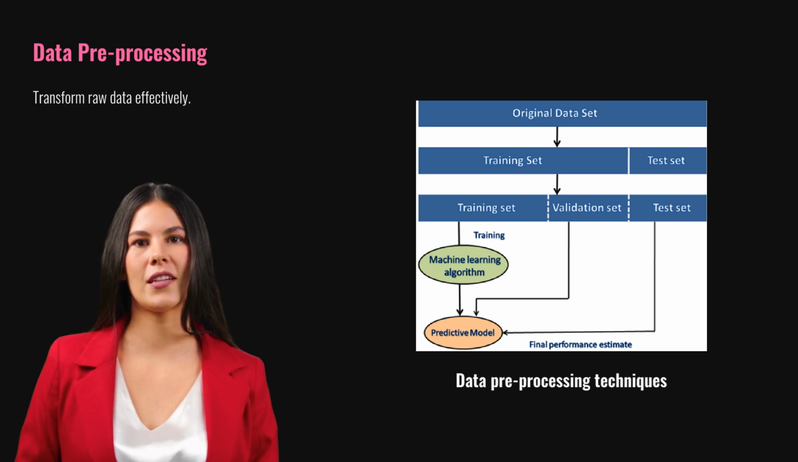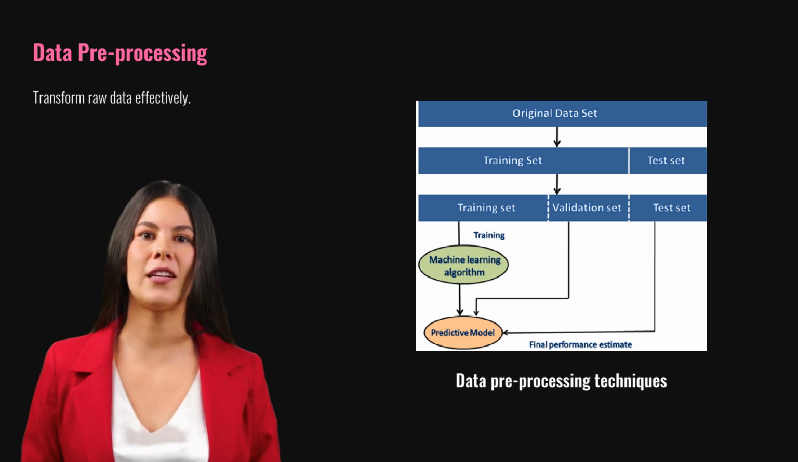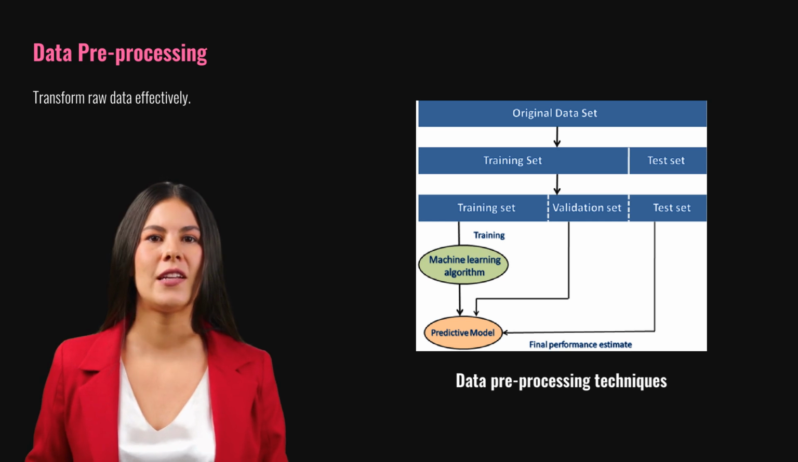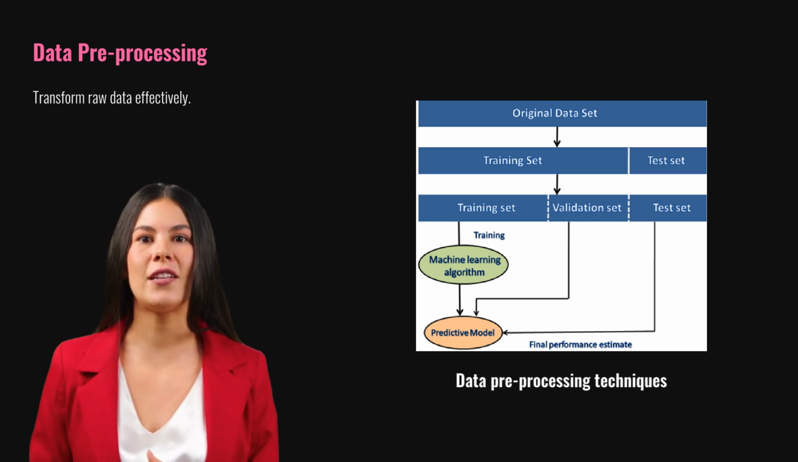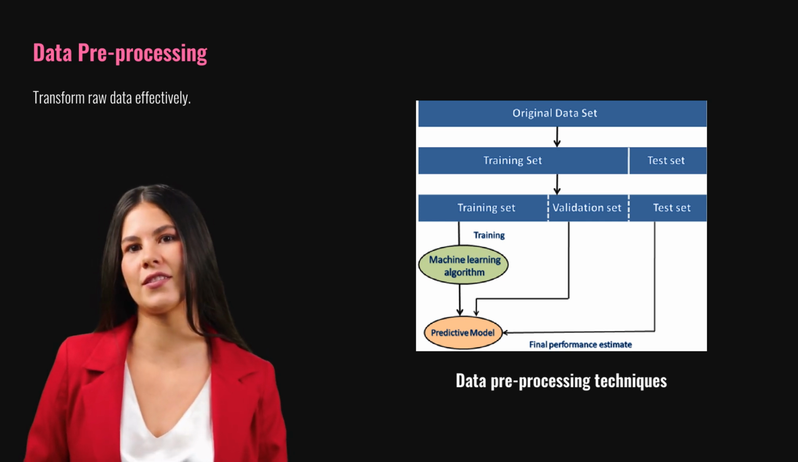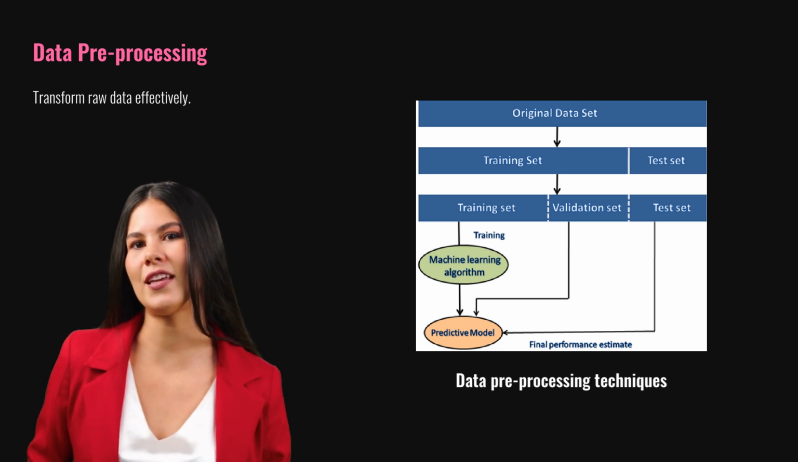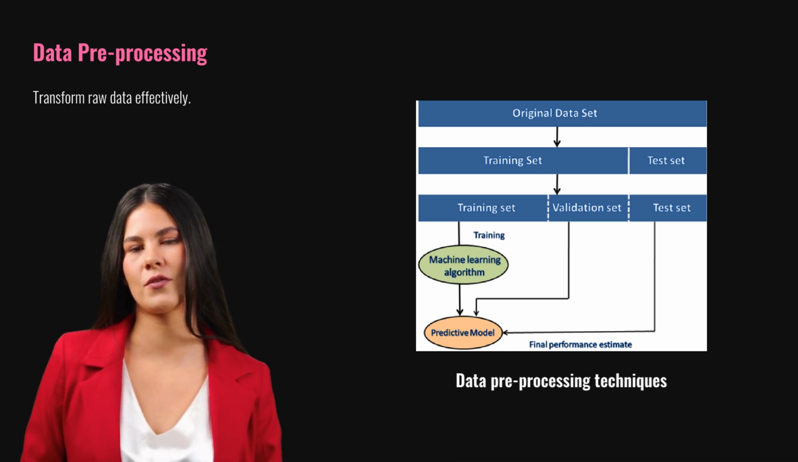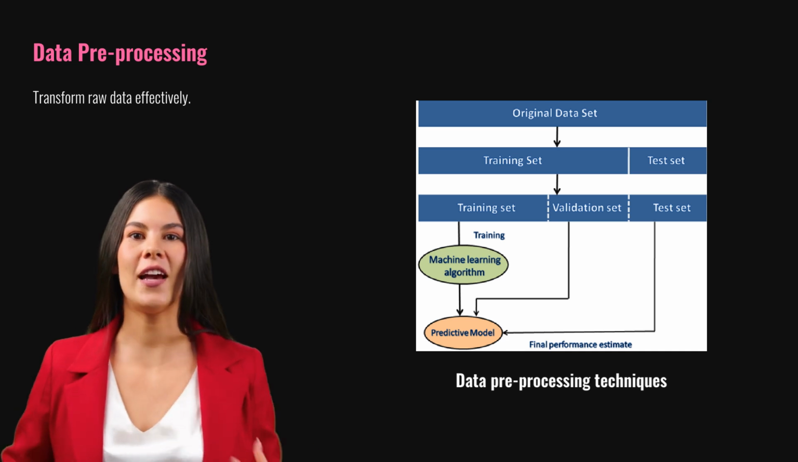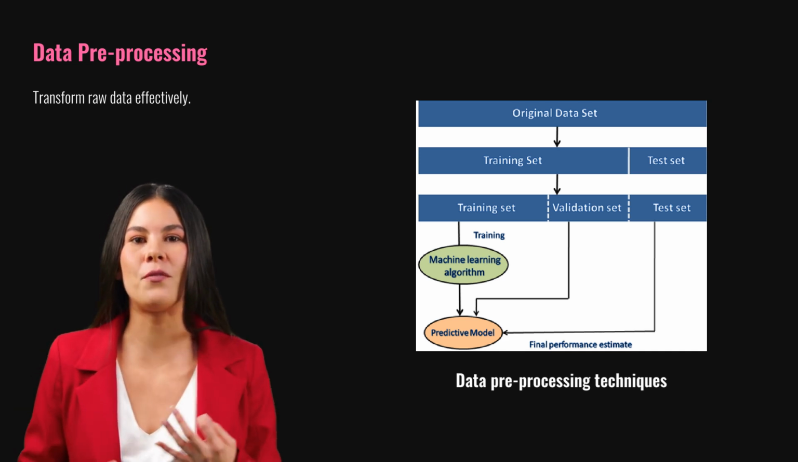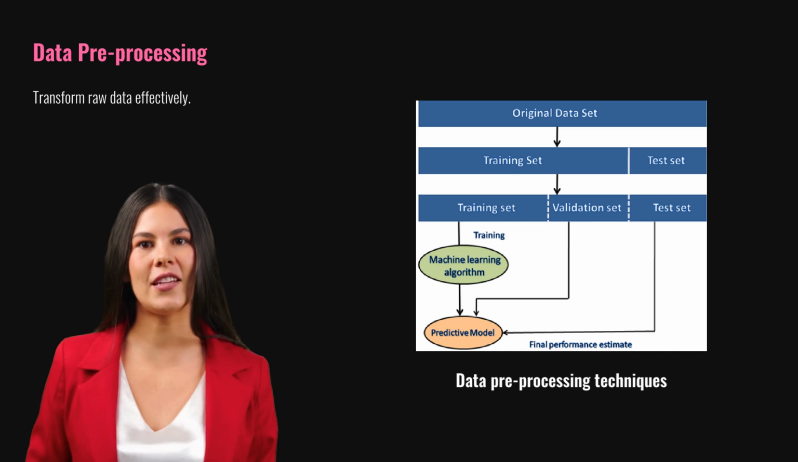Data preprocessing is crucial for transforming raw data into a format suitable for model training. Key techniques include data cleaning to remove inconsistencies, normalization to scale data, and handling missing values. These steps ensure the data is ready for machine learning algorithms, enhancing model performance and accuracy.